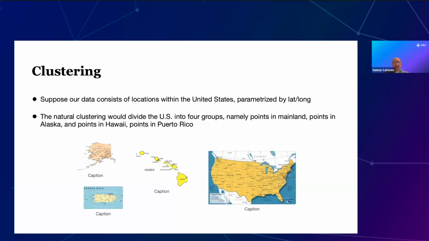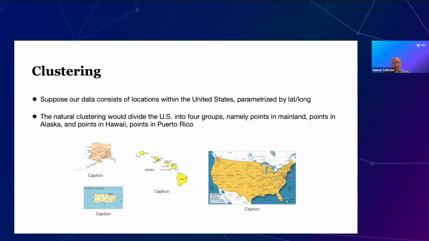Initially, suppose that our data consists of locations in the United States parameterized by latitude and longitude. If you think about it roughly, the natural clustering would divide the US into 4 groups, namely points in the mainland, in Alaska, maybe points in Hawaii, and points in Puerto Rico.